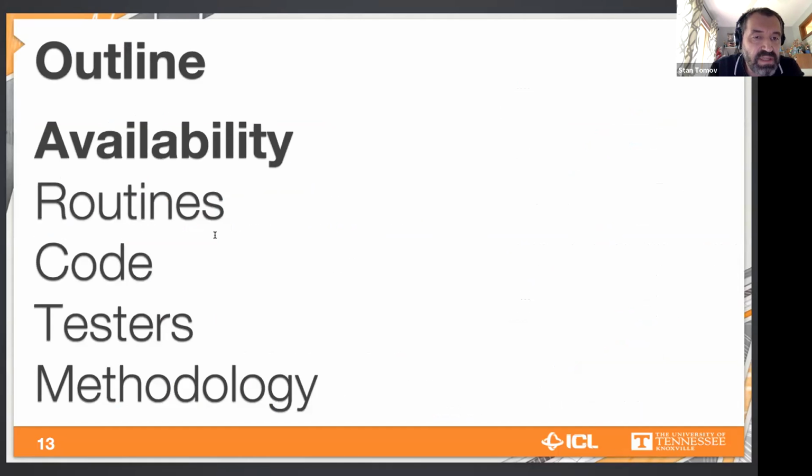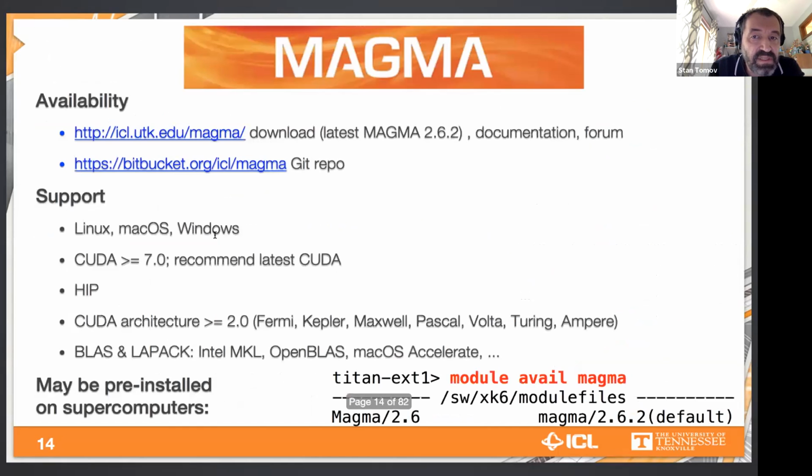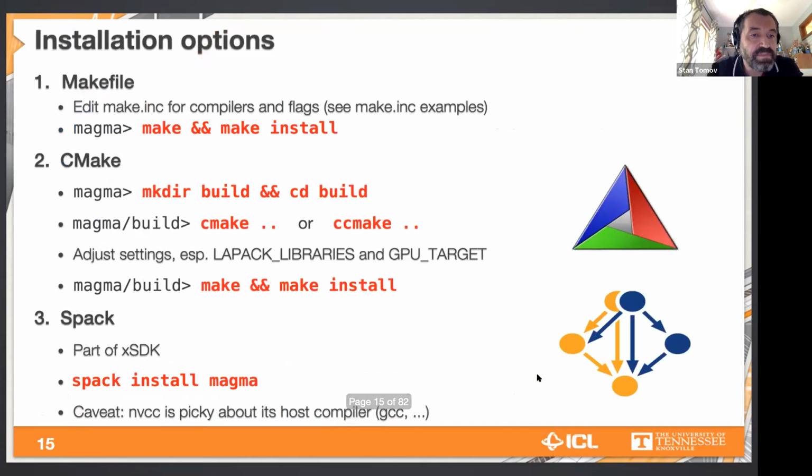So, moving to the more standard tutorial part of the presentation. Availability: MAGMA is available at the ICL MAGMA homepage or Bitbucket, where the repository is. The support is for CUDA and HIP, which are of interest now. And on many systems, it may be already installed, so it's worth checking, for example, if MAGMA is there for users.